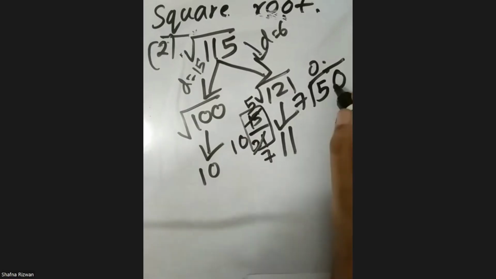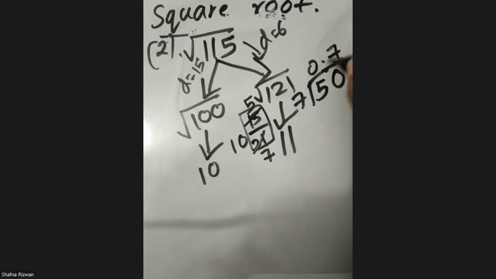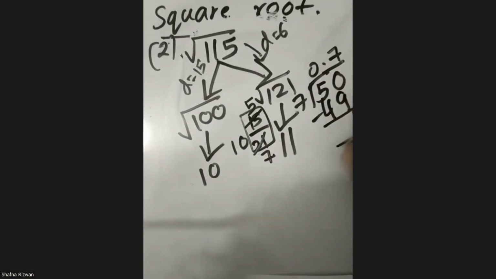No. Then you will bring 0 here. So in 50, how many 7s do you have? 7 sevens are 49. So 50 minus 49 is how much? That is 1 here. Did you all understand?